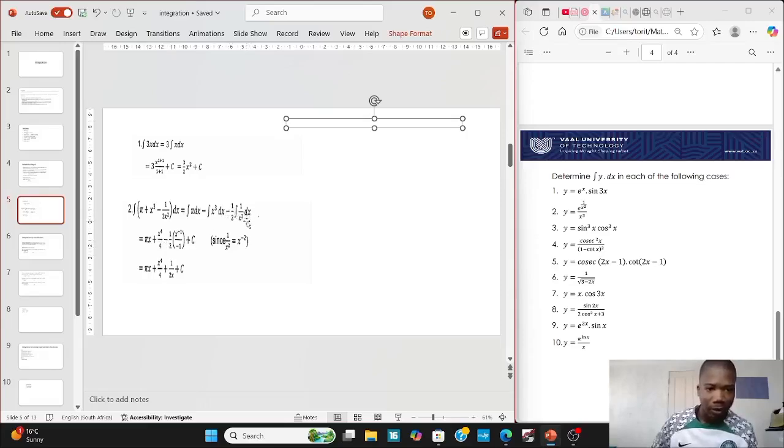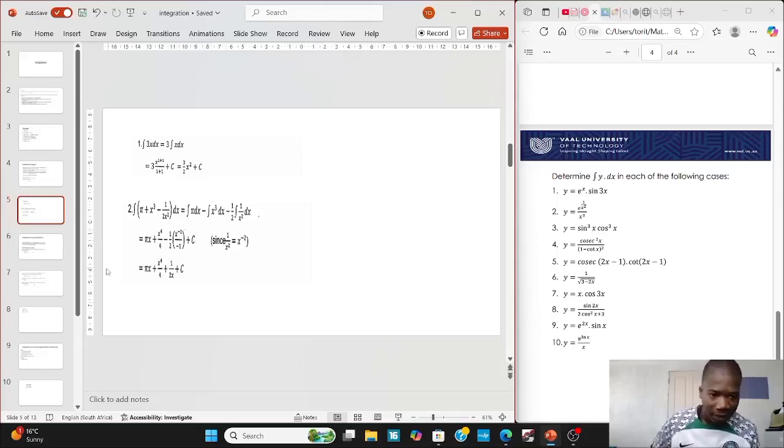Then we deal with our following one, which is minus 1 over 2 the integral of 1 over x squared dx. So we know that we can change 1 over x squared into x to the power minus 2, right? Then still we use the first rule. So we say it is minus 1 over 2 open bracket x to the power minus 2 plus 1 all over minus 2 plus 1, right, plus c.